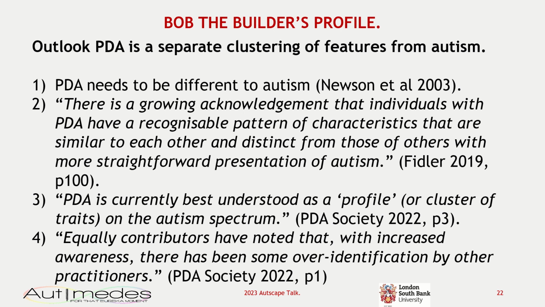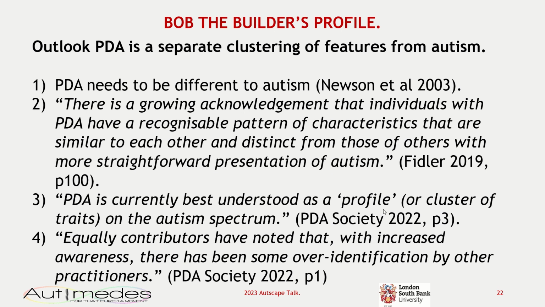More recently, PDA Profile of Autism advocating clinicians and organisations are taking this in a review. This is from a chapter by Ruth Fidder. So there's growing acknowledgement that individuals with PDA have a recognisable pattern of characteristics that are similar to each other and distinct from those others with more straightforward presentation of autism. I really just like that term, more straightforward, being used. But that's a tangent. This is from the PDA Society.